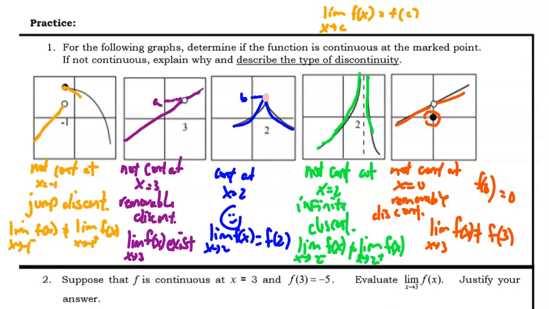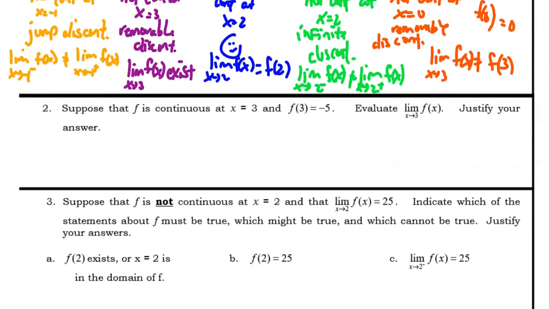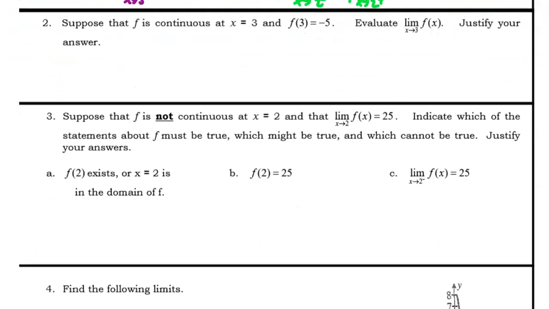All right, so let's move on to example number 2. So question number 2 is extremely easy if you know the definition of continuity. It says suppose that f is continuous at x equals 3 and f of 3 is equal to negative 5. All right, so the first thing we know here is that f is continuous at x equals 3. So if we know the definition of continuity, then we know that f of 3 is equal to the limit as x approaches 3 of f of x. That is the definition of continuity.